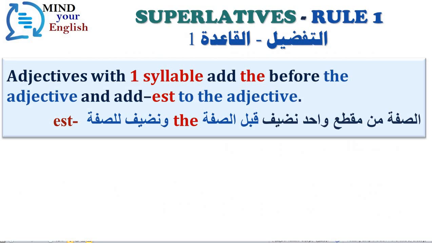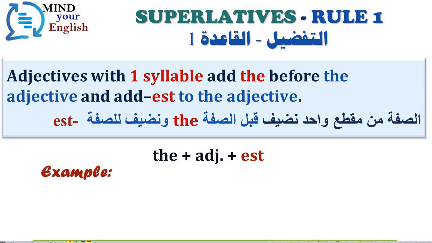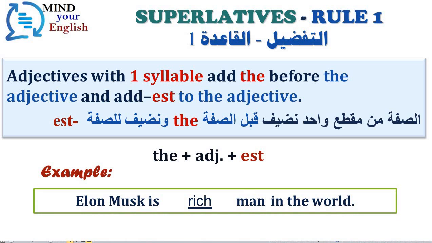Superlatives. Rule 1. Adjectives with one syllable. Add the before the adjective and add est to the adjective. The plus adjective plus est. Example: Elon Musk is the richest man in the world.